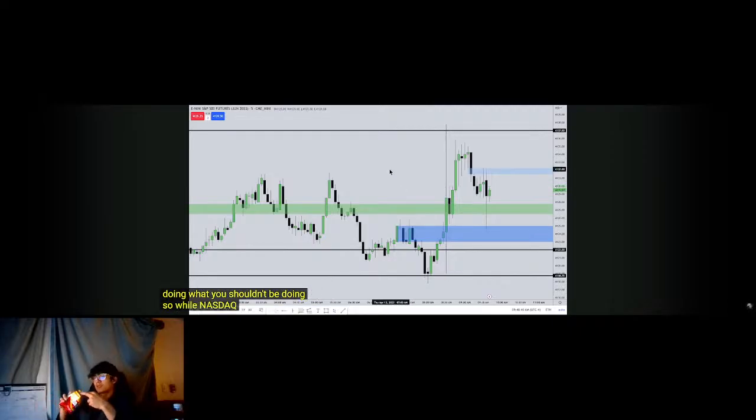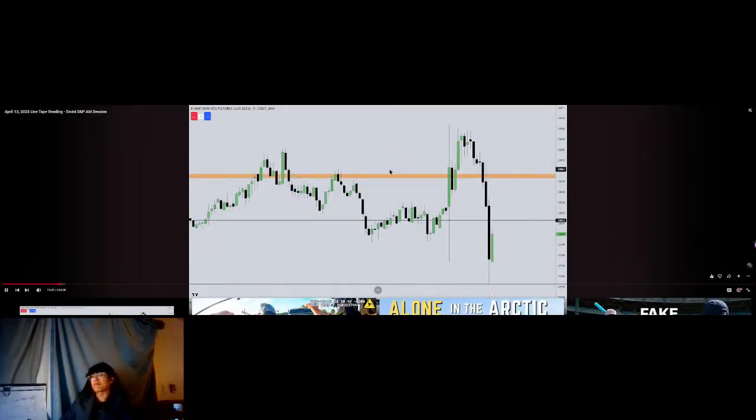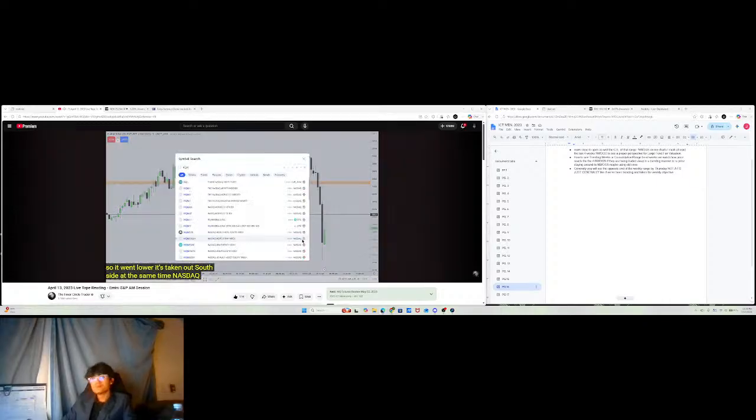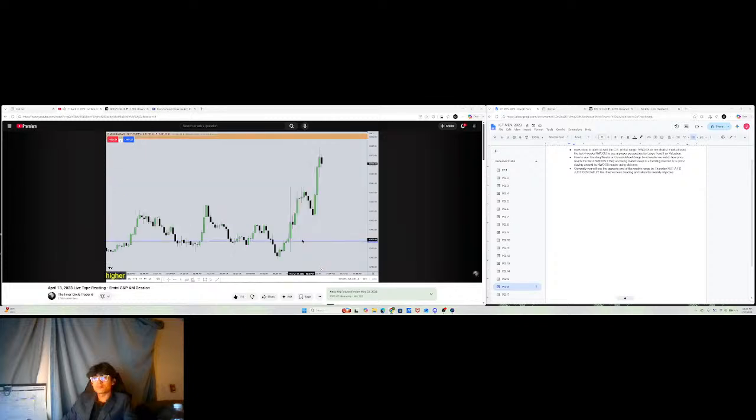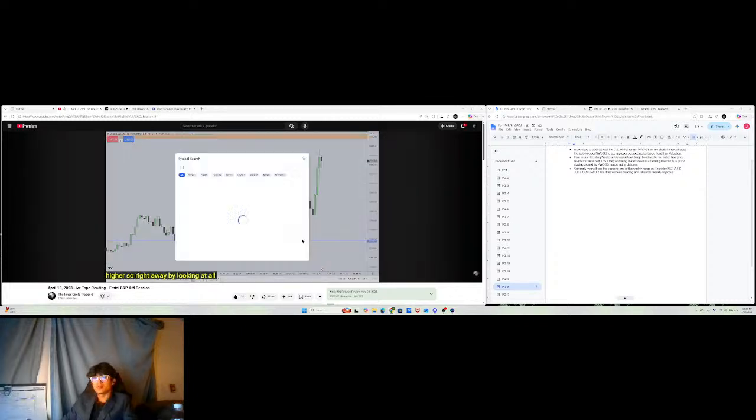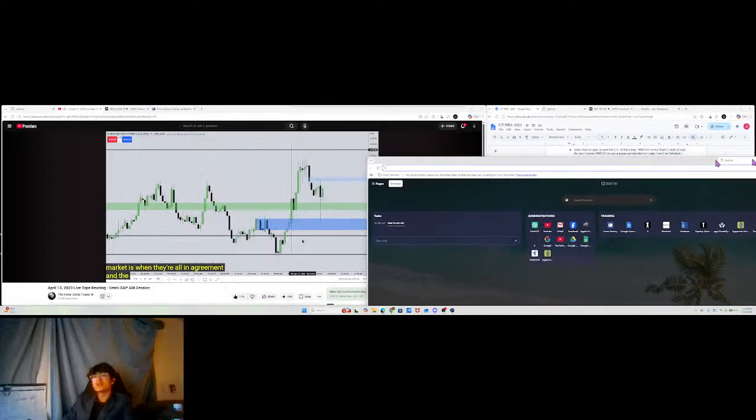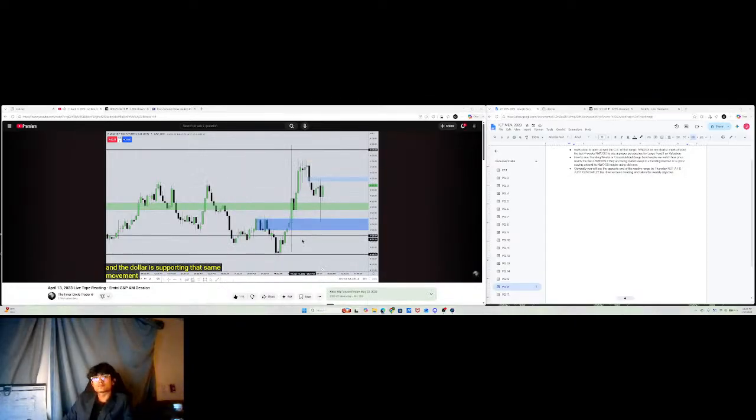So while NASDAQ has been raging higher, the Dow, let's take a quick look at that, said I'm not coming to the party today. So it went lower, it's taken out sell side. At the same time, NASDAQ went higher. So right away, by looking at all three averages, are we looking at a symmetrical market? If you've been keeping notes, a symmetrical market is when they're all in agreement and the dollar is supporting that same movement. Dollar's weaker, all averages should be going higher with the Forex pairs.